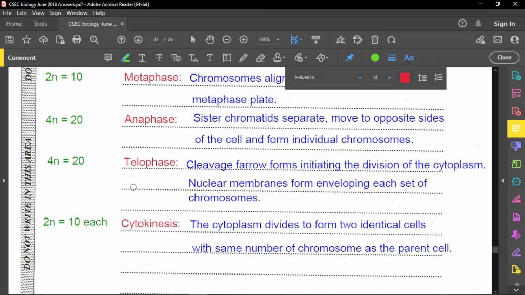Now, after telophase, we have cytokinesis. In cytokinesis, the cytoplasm will divide and separate the two nuclei, because in telophase we have two separate nuclei, right? Because the chromosomes are on opposite sides. And so once the cytoplasm divides and forms two identical cells, they will have the same number of chromosomes as the parent cell. Each cell will be 2N, which means 10 chromosomes each. Again, the number 10 that I use is just for example purposes. If this is a human being, then you have 46 chromosomes.